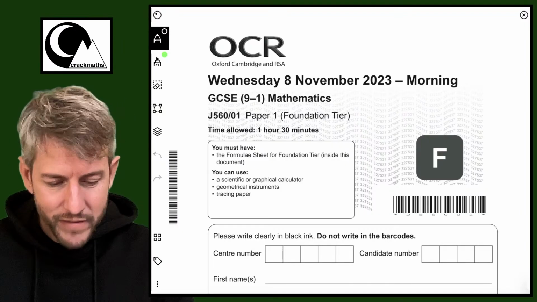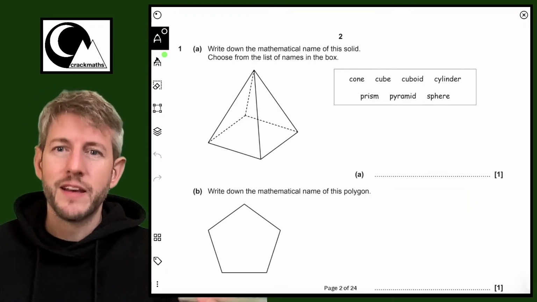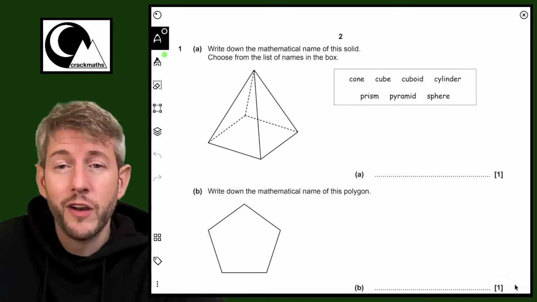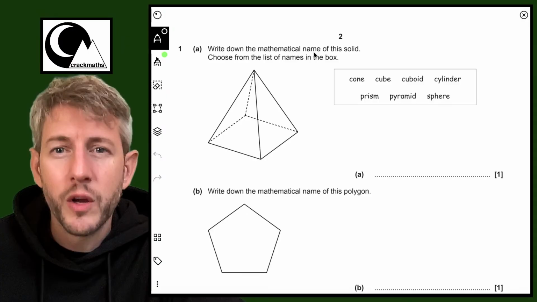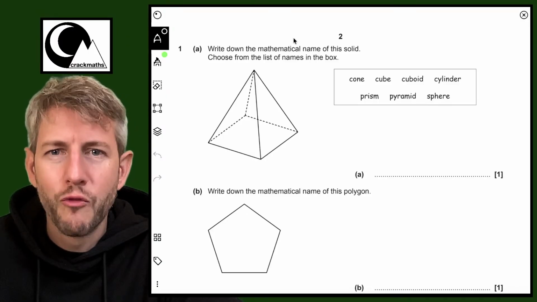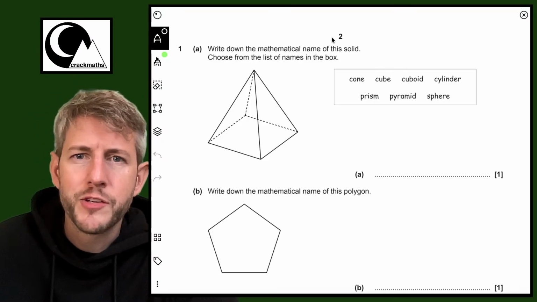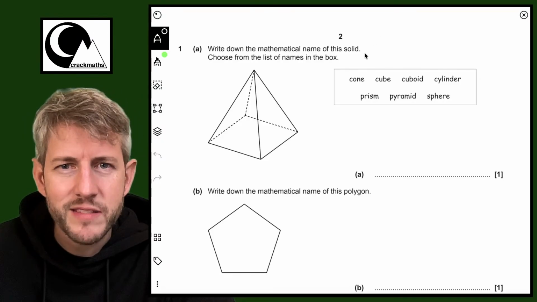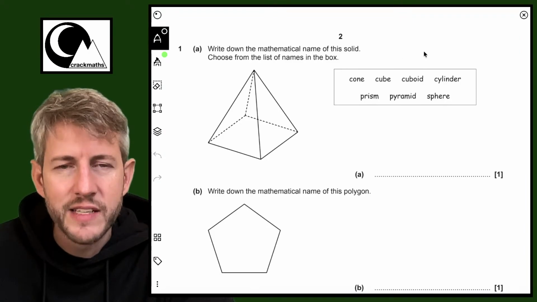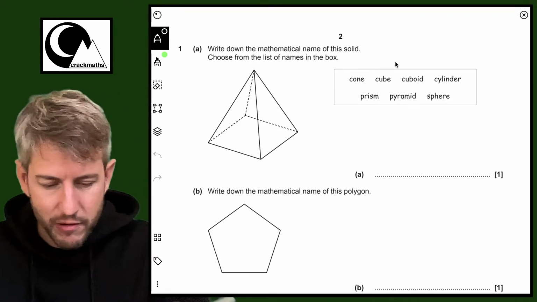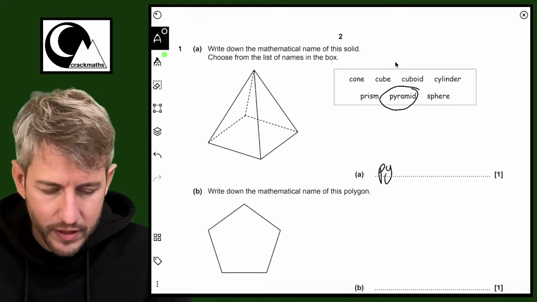Okay, so here we go. This is a non-calculator paper, so we won't be using a calculator, but let's have a quick look at question 1 to start off with. Question 1 says, write down the mathematical name of the solid shape. Choose from the list. This is definitely not a cone, it's not a cube, it's not a cuboid, it's not a cylinder, it's not a prism, it is a pyramid. So we've got to write that down here.